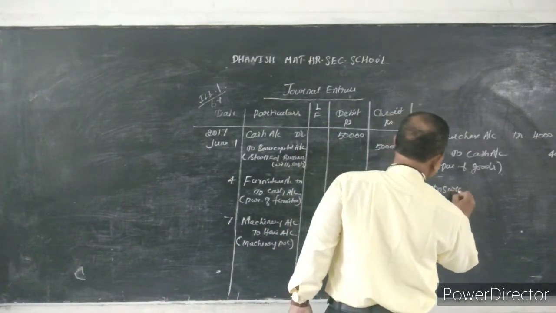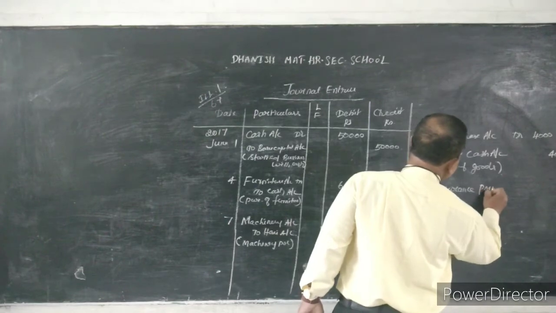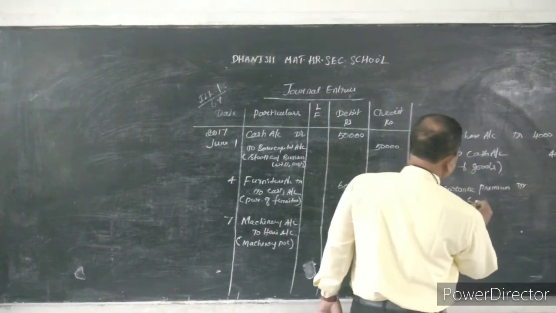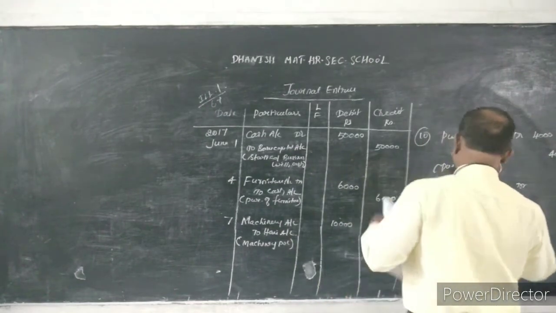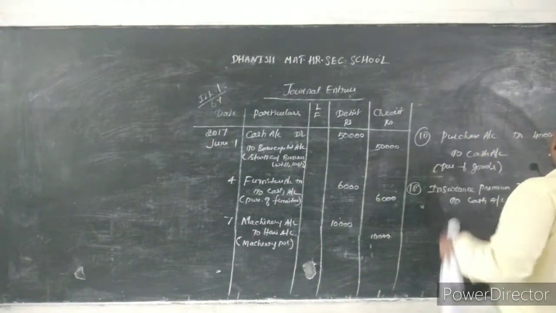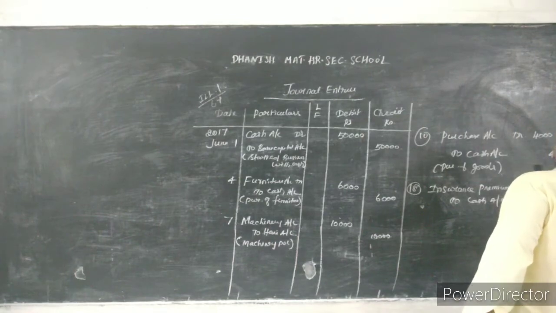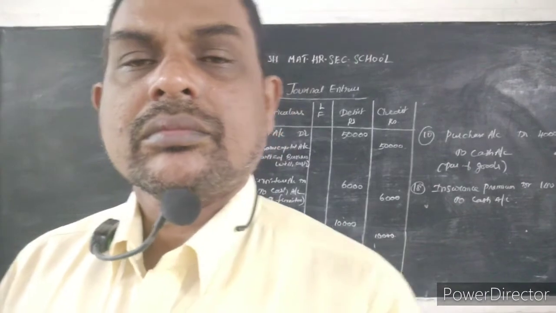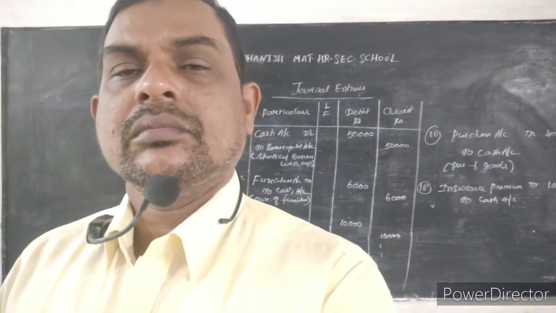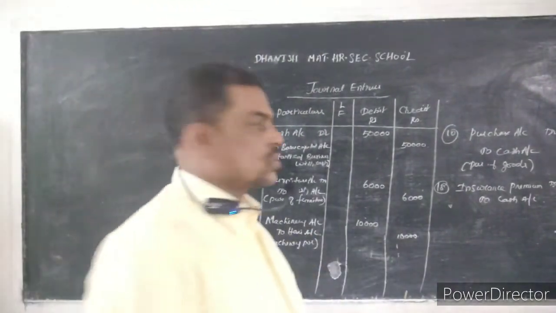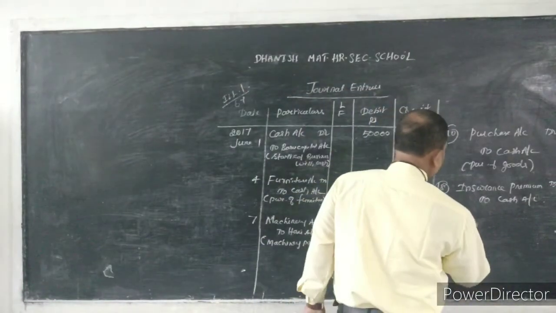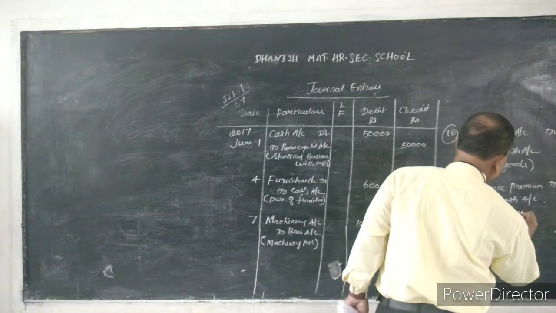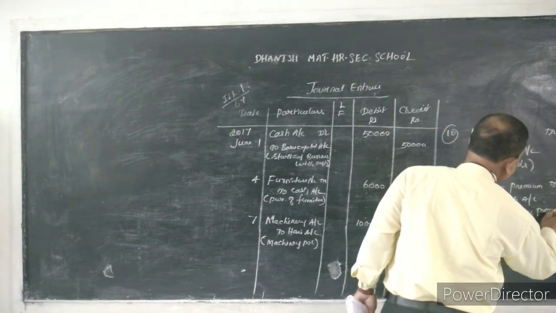Insurance premium account debtor to cash account. What is the amount? Amount is rupees 100. Paid insurance premium.